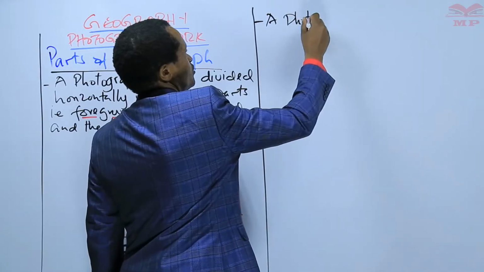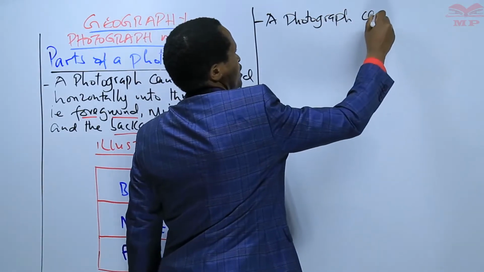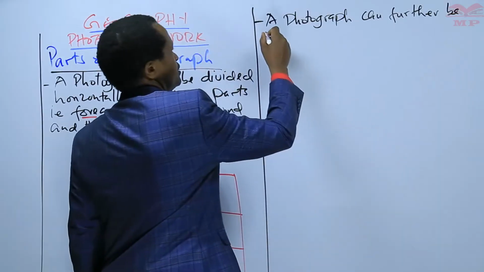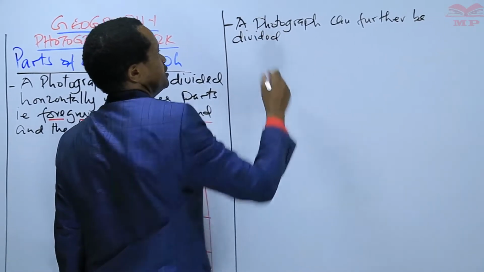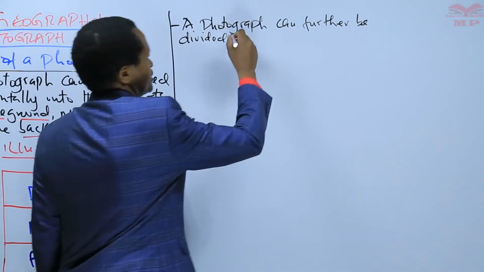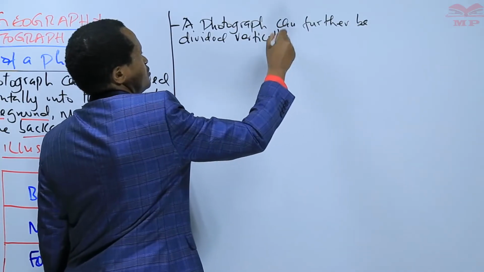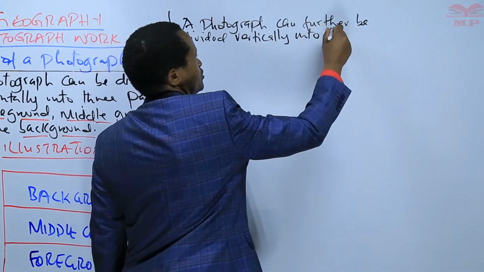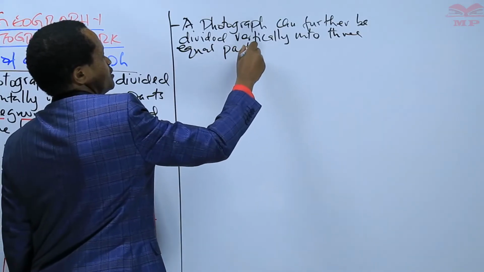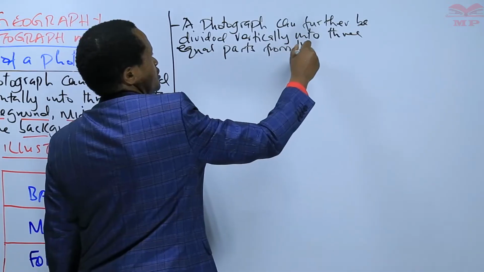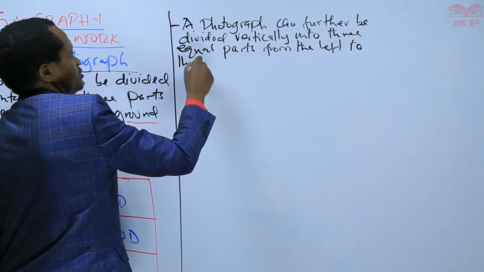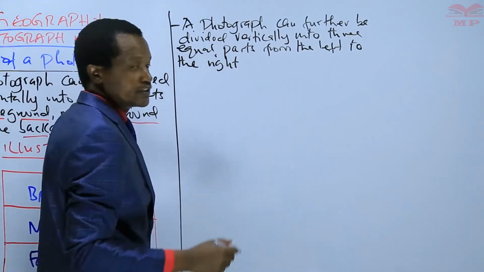A photograph can further be divided vertically into 3 equal parts from the left to the right.